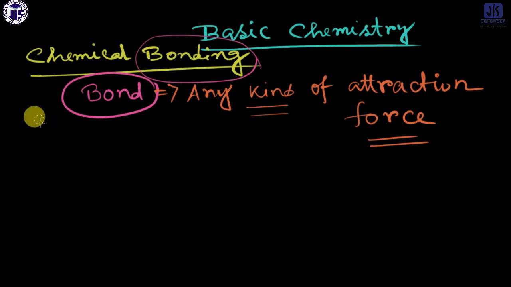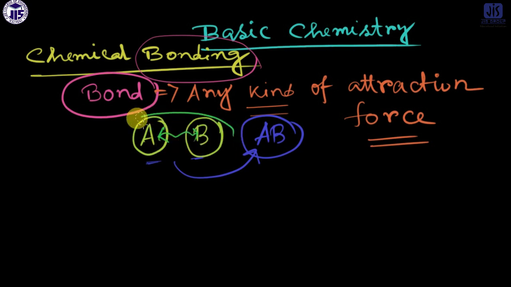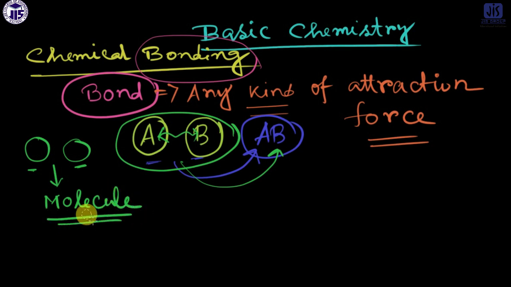between two atoms. If you consider two atoms, A and B, to form a compound, like the compound AB, there must be some kind of attraction force between A and B, isn't it? If there is some attraction force, only then is it possible to form the compound AB. So when one molecule is formed from two atoms, there must be some attraction force between the two atoms. This attraction force is actually called a bond.